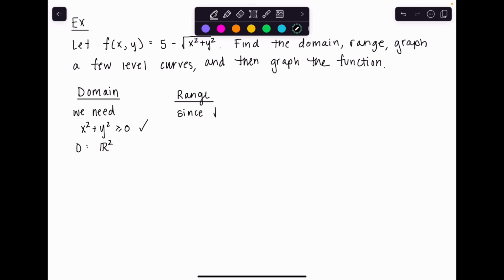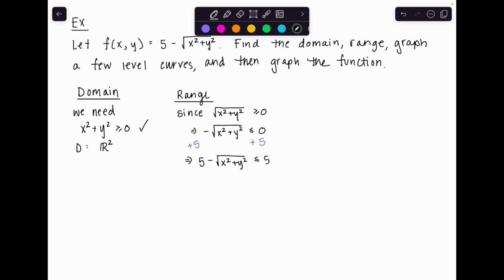So since the square root of x squared plus y squared is definitely going to be greater than or equal to 0, when I make that negative, it just flips the inequality. And then ultimately, I've got to add 5 to both sides to get my expression here. So I'm going to go ahead and add 5. And this gives me 5 minus the square root of x squared plus y squared is going to be less than or equal to 5.